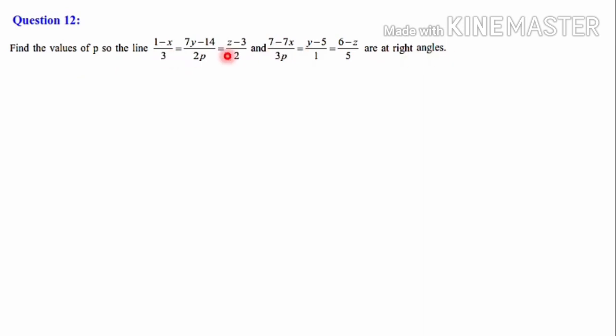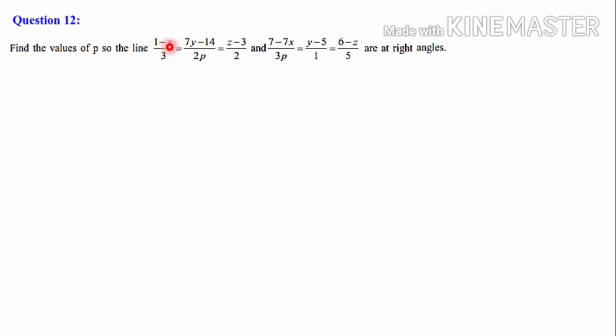So when you closely observe the given equations of the lines, (1 − x)/3 = (7y − 14)/(2p) = (z − 3)/2. Here, (7 − 7x)/(3p) = (y − 5)/1 = (6 − z)/5.